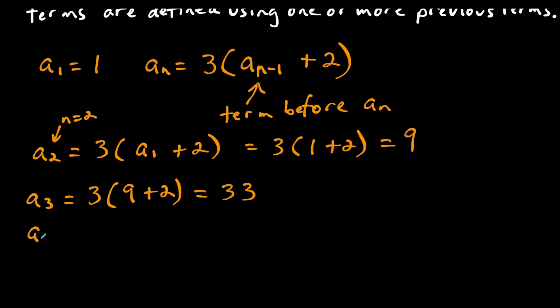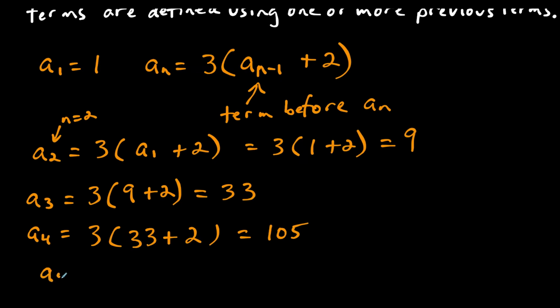So if we just continue down the list here, we're going to find a sub 4, and for a sub 4 we're going to use the same formula, 3 times blank plus 2, but remember a sub n minus 1 is the term right before a sub n. I'm looking for a sub 4, so the term right before that we found was 33. So we plug this in, this is going to be 3 times 35, which is going to give us 105.